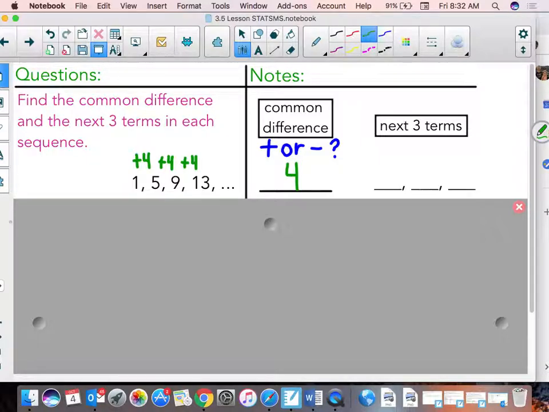And then going from the 13, I'm going to continue adding 4 to find my next 3 terms. So 13 plus 4 is 17. 17 plus 4 is 21. 21 plus 4 is 25.